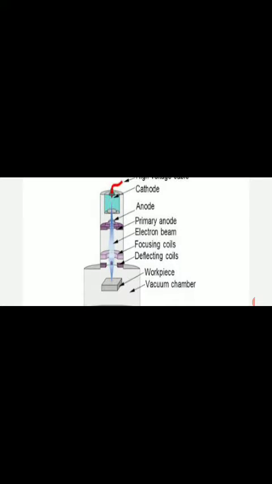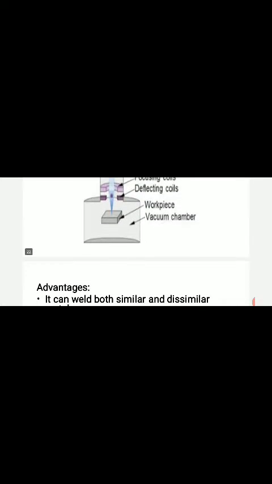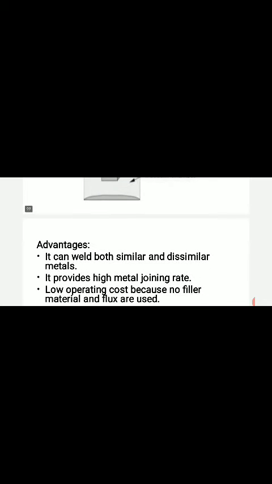The focusing coils focus the beam, while the deflection coils direct the electron beam so that it does not collide with the air molecules. In air, the electrons lose their energy when they combine with the air molecules. For this reason, it is all carried out in a vacuum chamber.